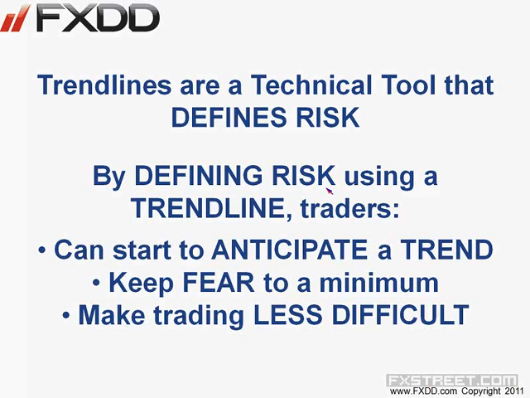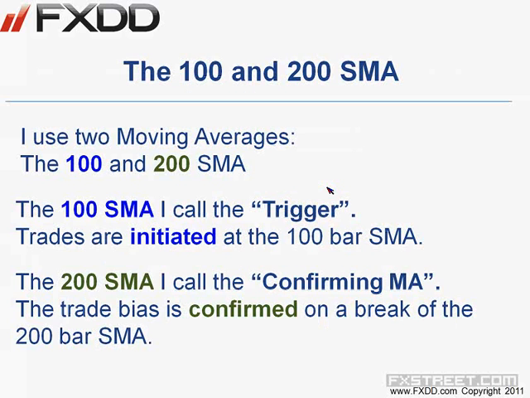So trend lines are one of the technical tools that define risk. By defining risk using a trend line, traders can start to anticipate a trend. They are also able to do what I call keep fear to a minimum. If you can define your risk, you can limit your risk as well, and that is what you as a trader try to do: define your risk, keep your fear to a minimum, and in the process you make trading a little less difficult. It's still difficult, but a little less difficult.